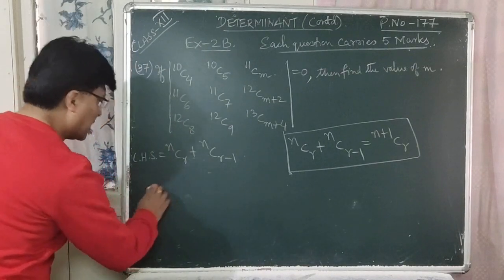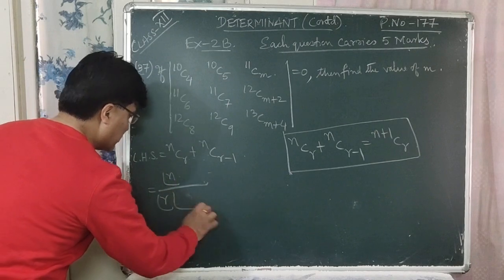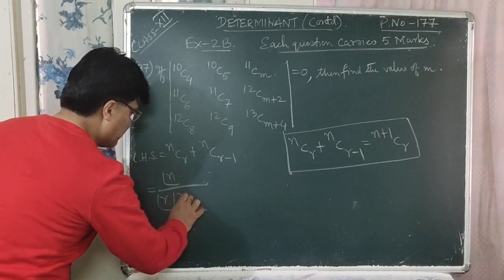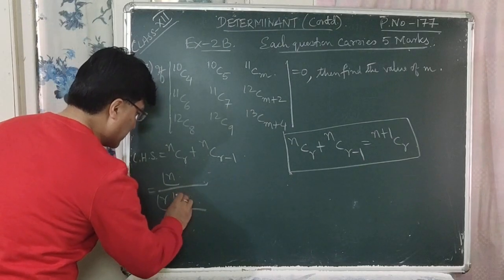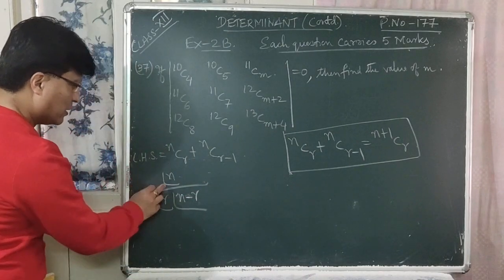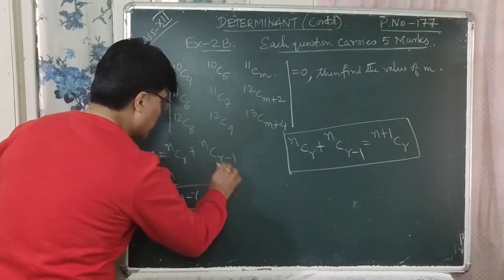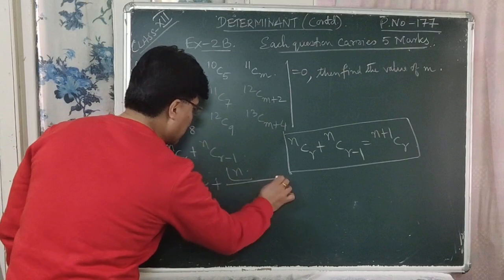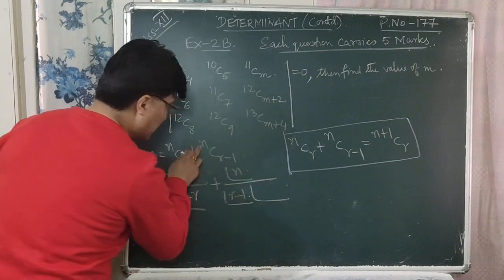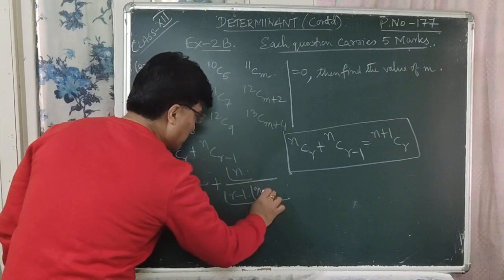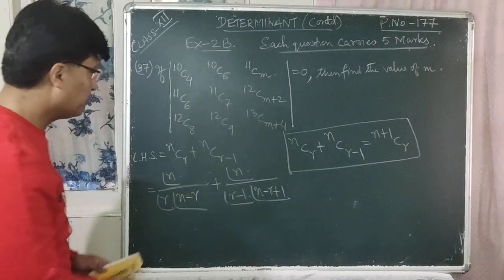So what is the NCR formula? It is factorial n divided by factorial r into factorial n minus r, right? Plus what is NCR minus 1? Factorial n divided by factorial r minus 1 into factorial n minus r minus 1, that means n minus r plus 1, right?